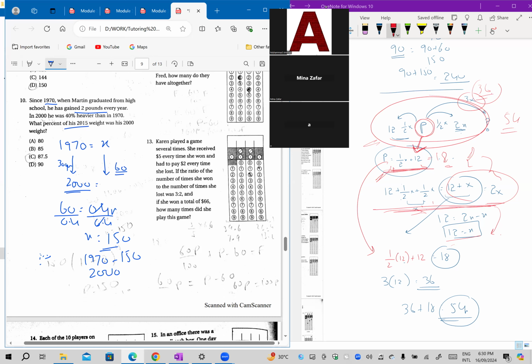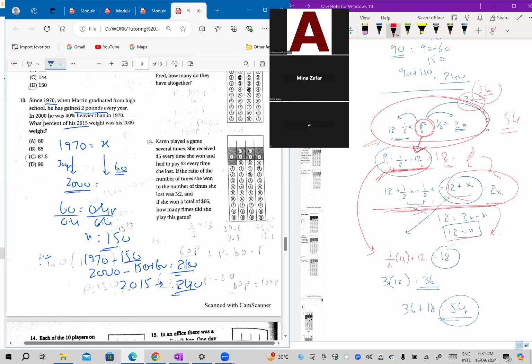In 2000 his weight was how much? 150 plus 60, which is 210 pounds. We have the weights for both years. What percent of his 2015 weight was his 2000 weight? So what will his weight be in 2015? Look at the number of years: from 2000 it is 15 years, and every year he gains 2 pounds, so 30 gets added. So the weight will be 240 pounds in 2015, right?